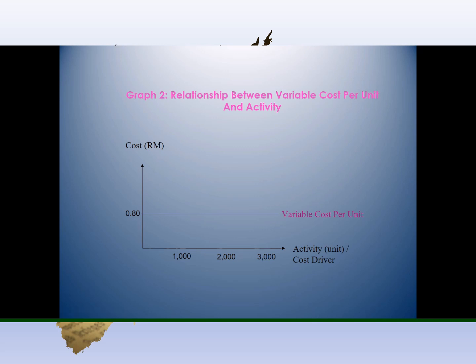Graph 2. Relationship between variable cost per unit and activity. From this graph, we can see that variable cost per unit remains constant. When the activity is 1,000, 2,000, and 3,000 units, the variable cost per unit is still 80 cents. So the conclusion is variable cost per unit remains constant.